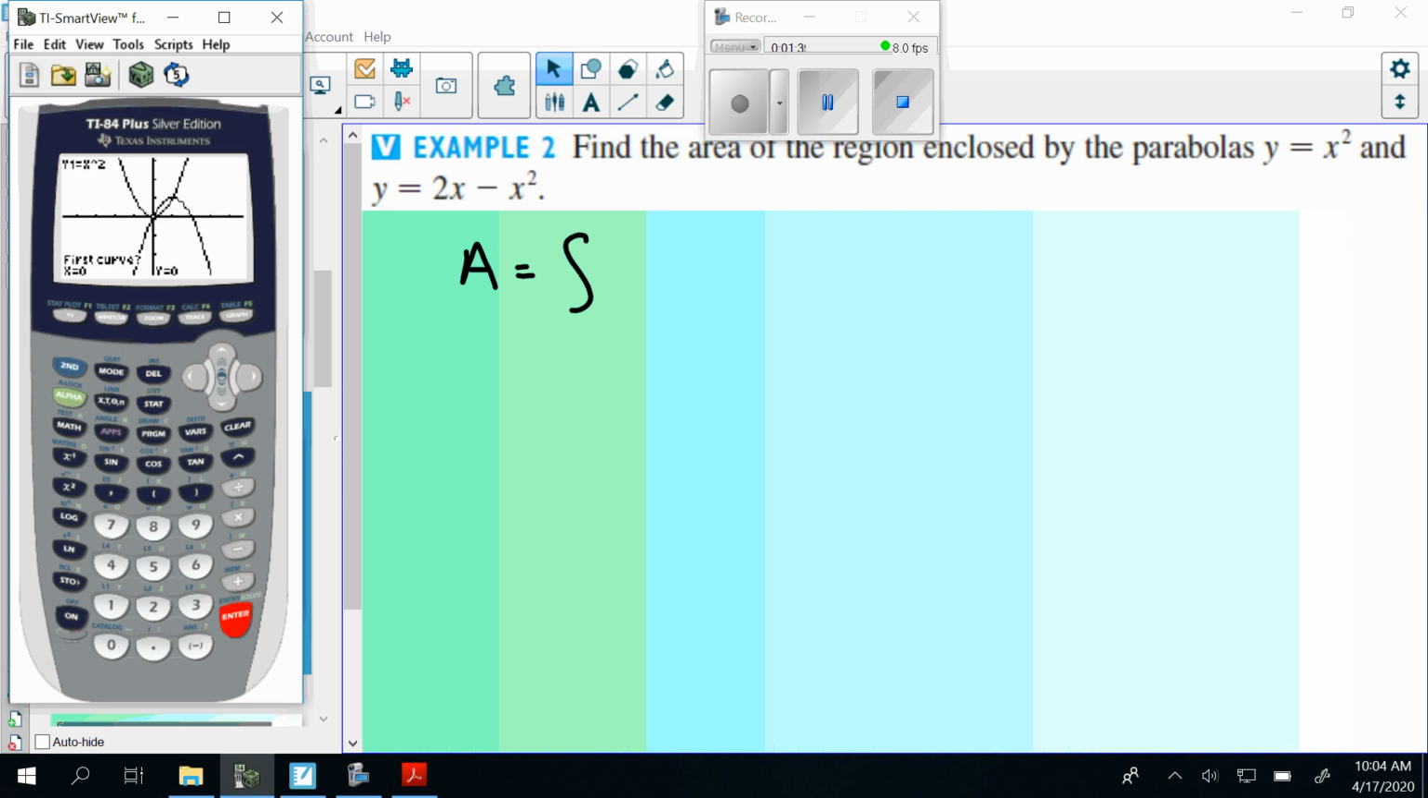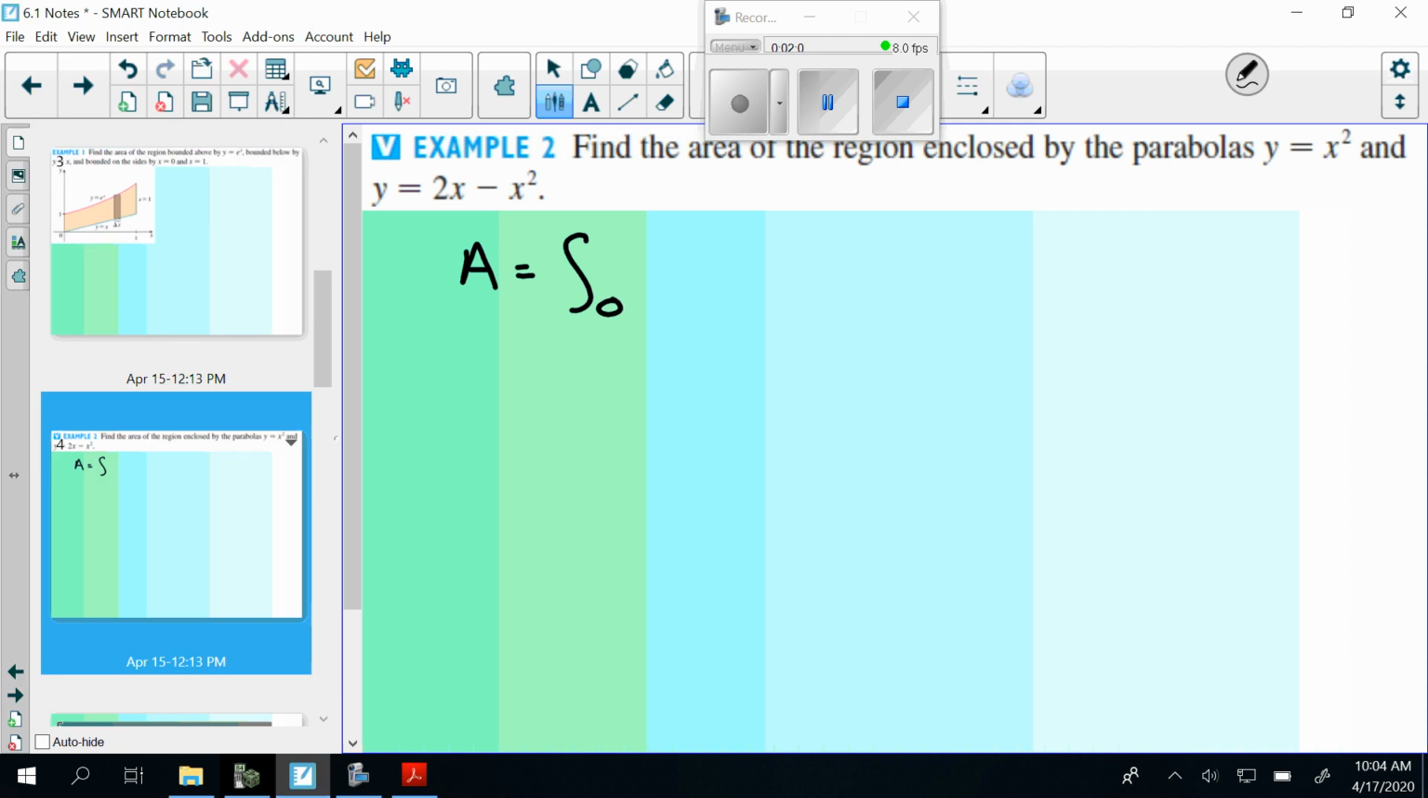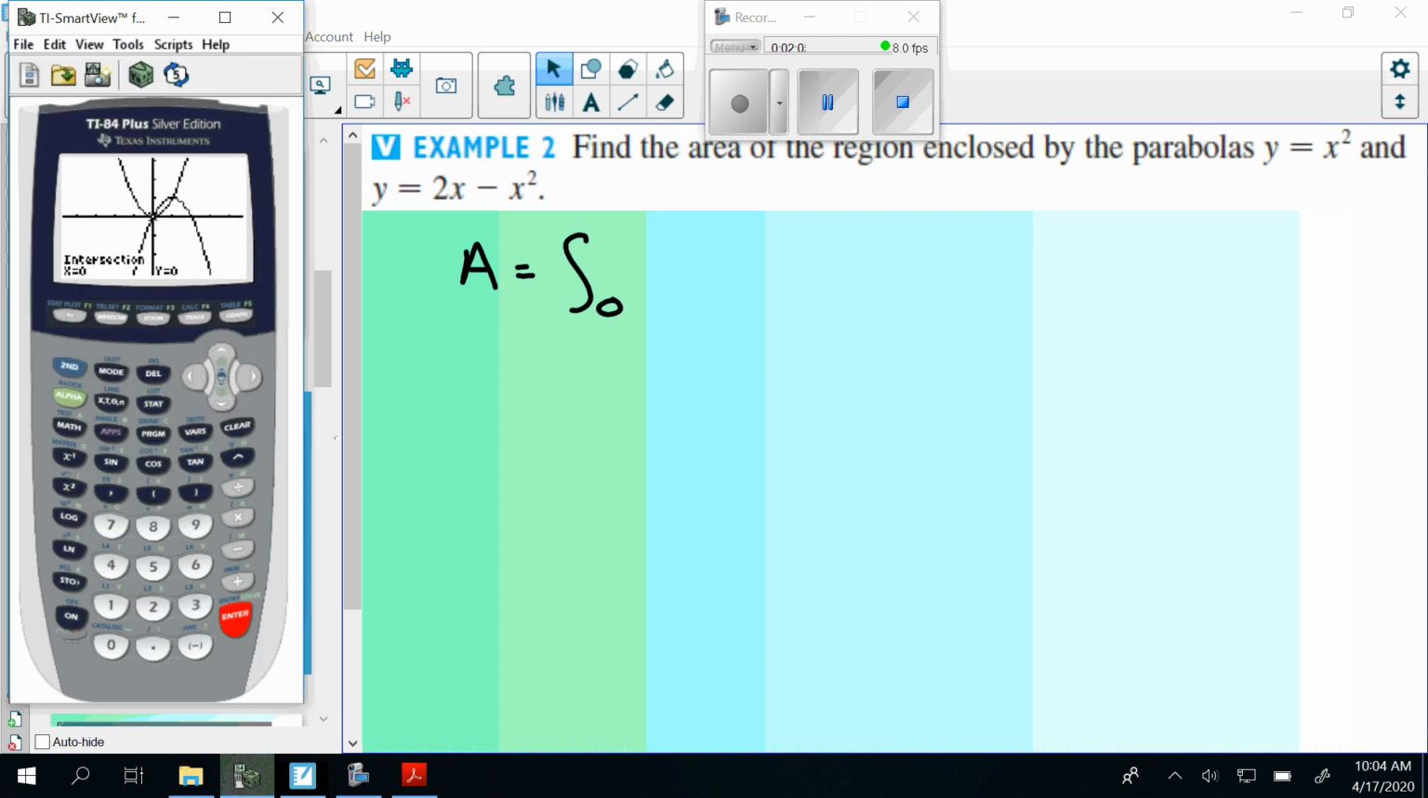So what you can do is use your left and right arrow keys, put it near that intersection point, hit enter, do the same thing with the second curve and get it near that point, hit enter, and then it's going to say guess on your calculator. Hit enter one more time, and it tells you, yep, 0, 0 is the place those are intersecting. So now we know this is 0.